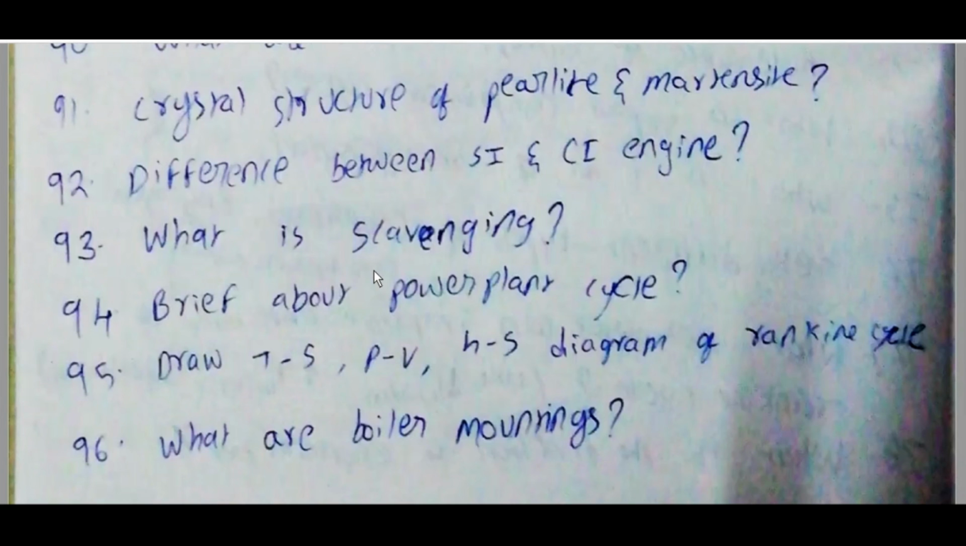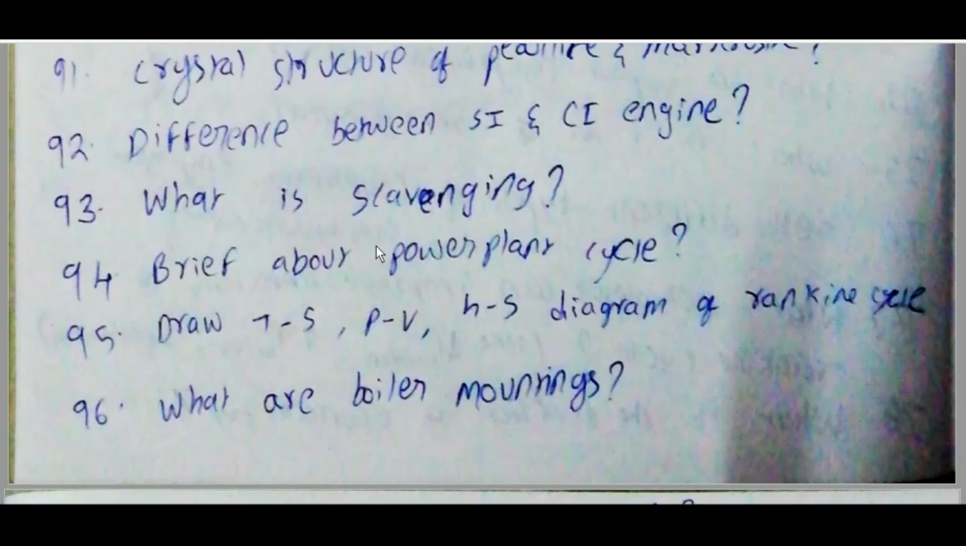Crystal structure of pearlite and martensite. Pearlite: lamellar, alternate plate combination of ferrite and cementite. Martensite: body centered tetragonal, formed in steels when cooling rate from austenite is sufficiently fast. It is a very hard constituent due to carbon which is trapped in solid solution.